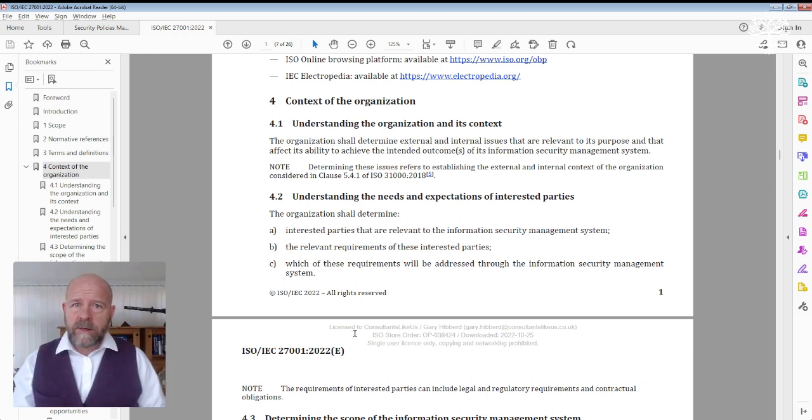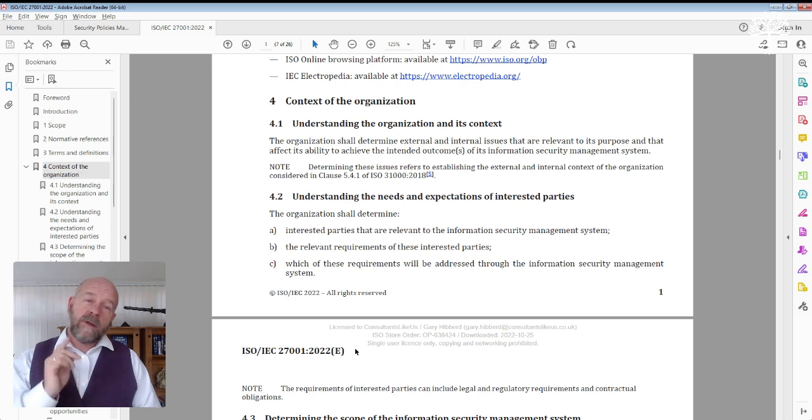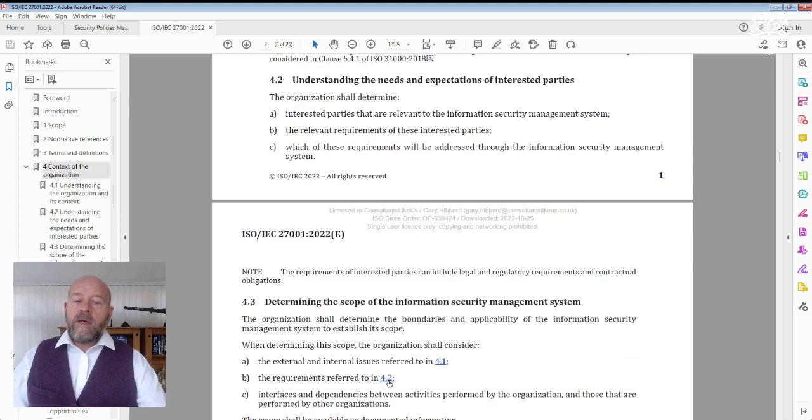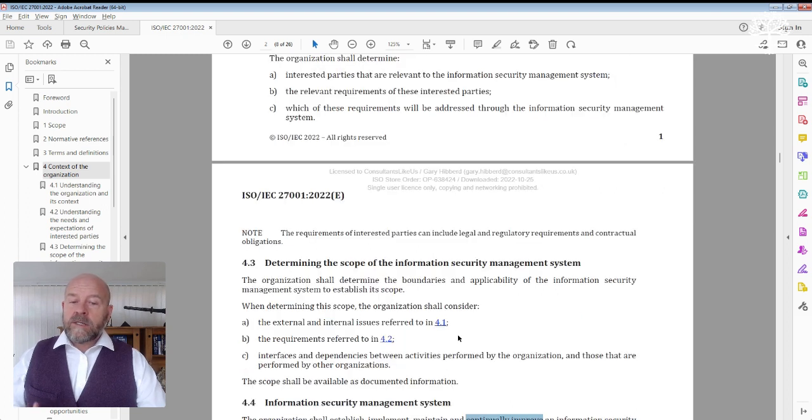to meet those requirements. So the way that we like to do this is through spreadsheets, and we will list all the interested parties. We will list what the requirements are, and then we will list how we've actually addressed and met those particular requirements, because those are the requirements we're going to be audited against. This takes us on to the next section, which is determining the scope of your management system.